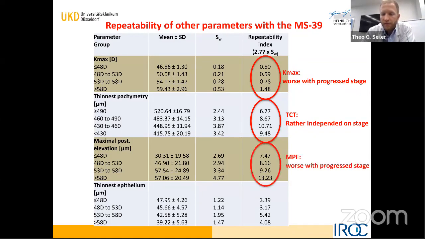The maximum posterior elevation, again, is similar to Kmax. It's also dependent on the stage, and therefore you cannot use a single value in order to determine progression. And the thinnest epithelium, again, is rather like the thinnest pachymetry, which is rather independent of the stage of the keratoconus.